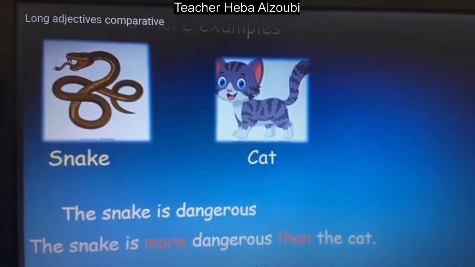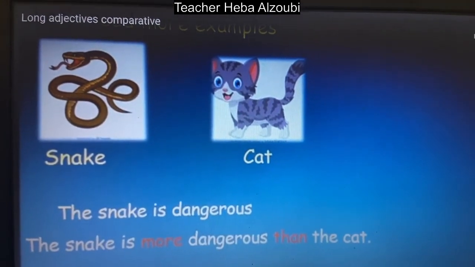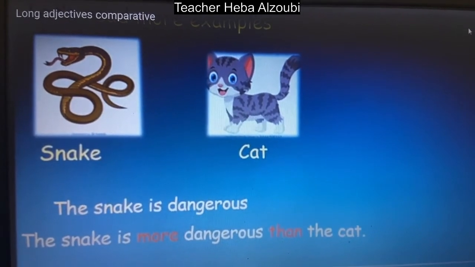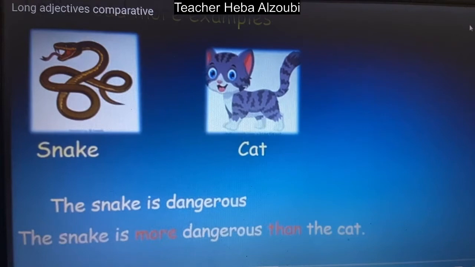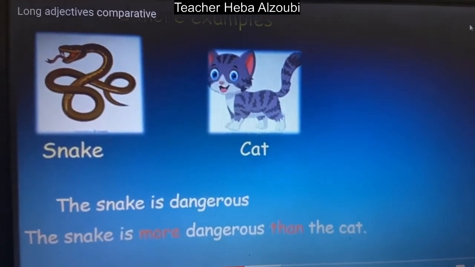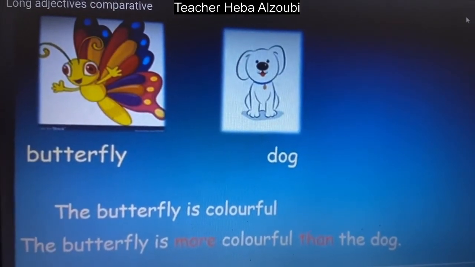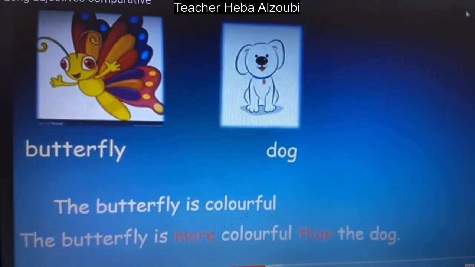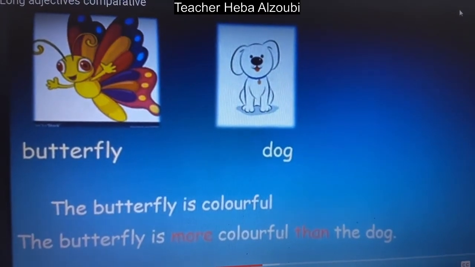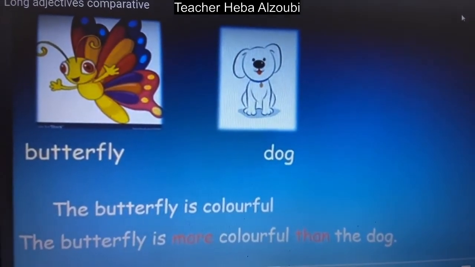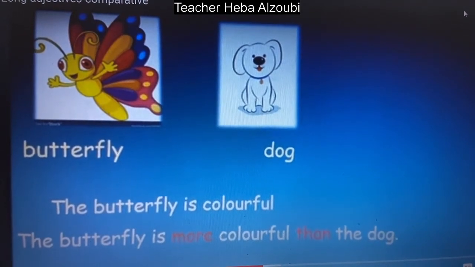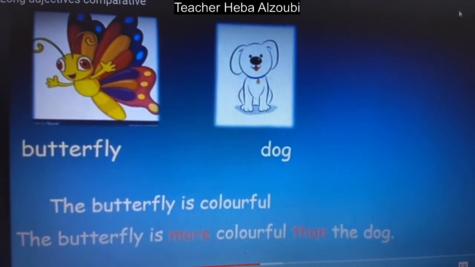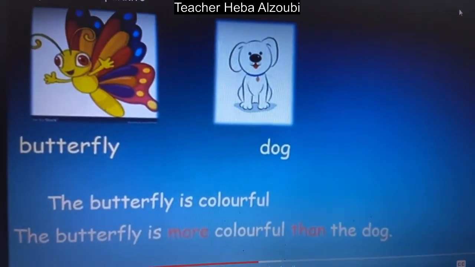And now the adjective dangerous. The snake is dangerous. The snake is more dangerous than the cat. Dangerous is a long adjective. The adjective colorful. The butterfly is colorful. The butterfly is more colorful than the dog. So the adjective colorful becomes more colorful than. It is a long adjective.